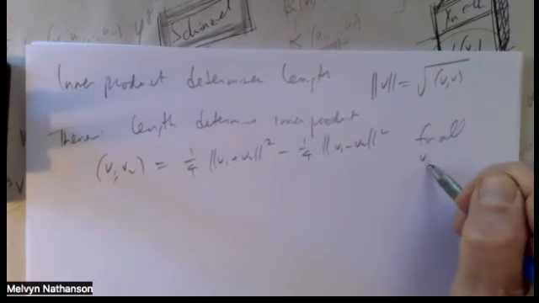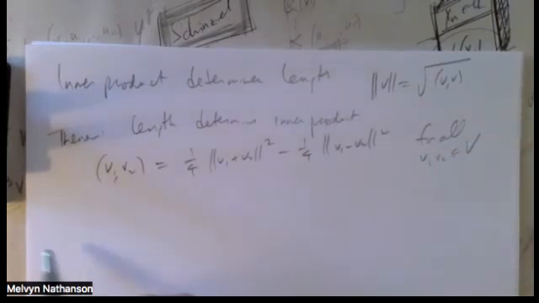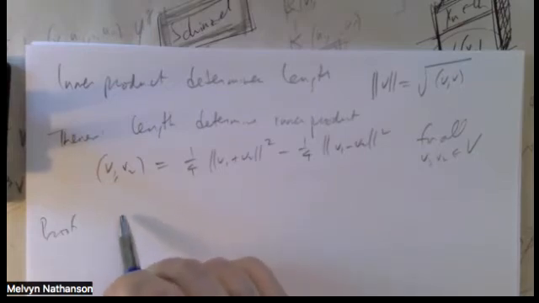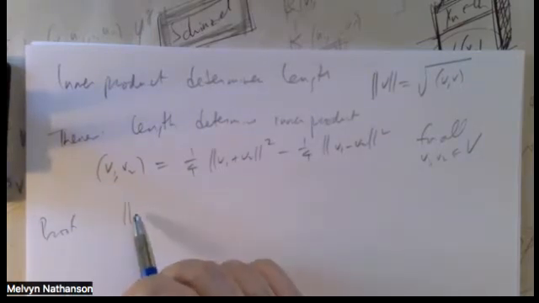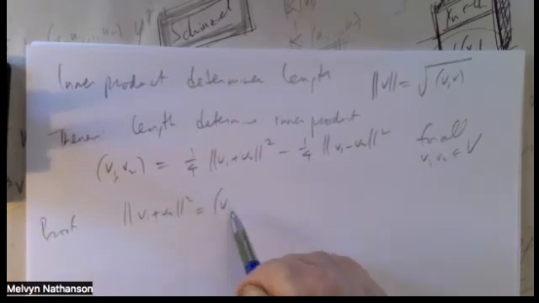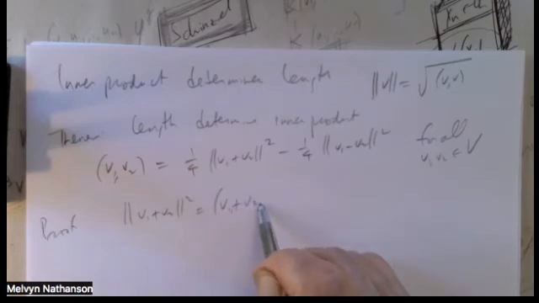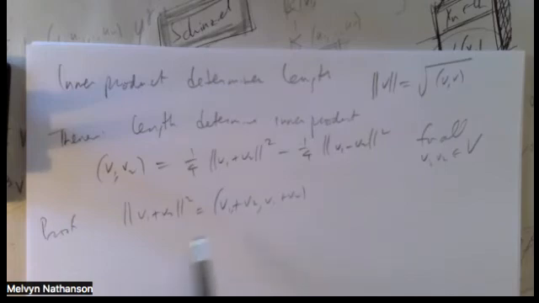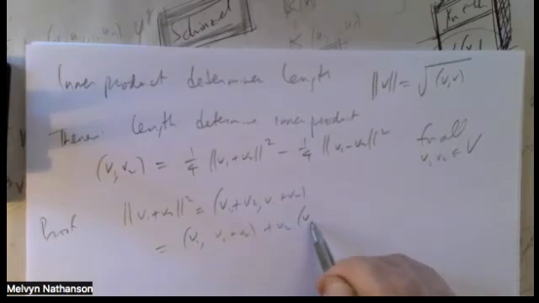For all vectors v1 and v2 in the vector space. So how do we prove that? Let's see. The length of v1 plus v2 squared is the inner product of v1 plus v2 with v1 plus v2. If you expand this by bilinearity, this is the inner product of v1 with v1 plus v2, plus the inner product of v2 with v1 plus v2.